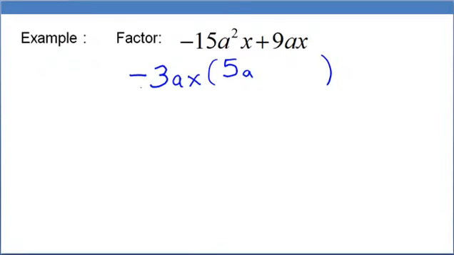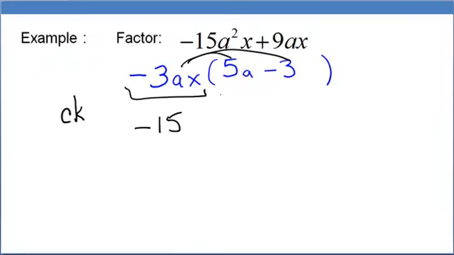For the next term, you have a negative 3. You want a positive 9. You would have to multiply by a negative 3. The a is good. The x is good. Let's distribute back to check to make sure our signs are right. So we'll distribute the negative 3ax times each term. We get negative 15a squared x, and then we get a positive 9ax, and that matches our original, so we are correct.